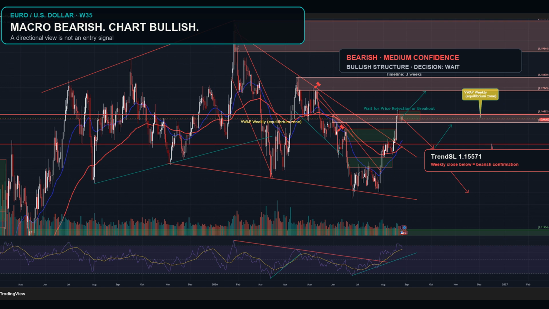At the locked publication snapshot, the pair traded at 1.16676, only 6/10,000ths below weekly VWAP at 1.16682. That is roughly 6/10ths of a pip. Price is testing the level from underneath, so this is a decision zone rather than permission to chase either direction.